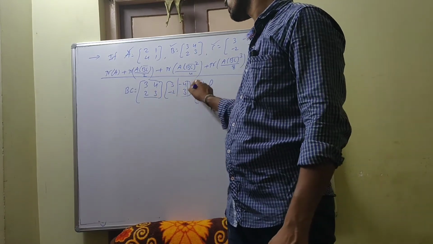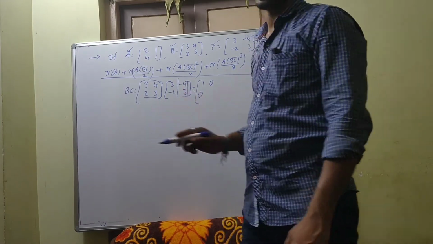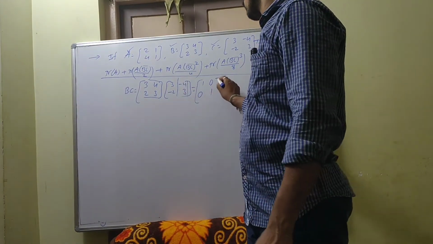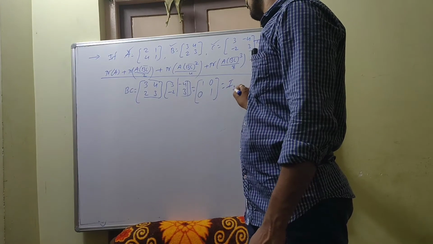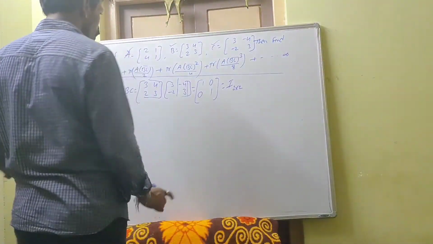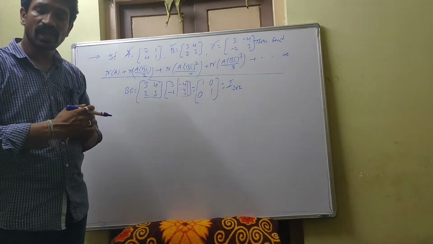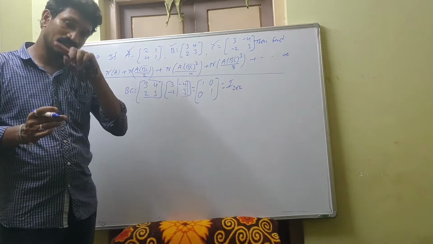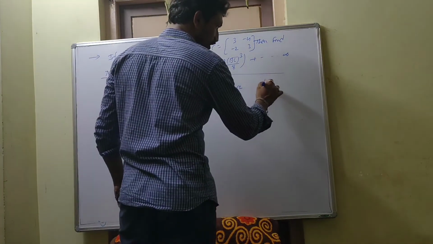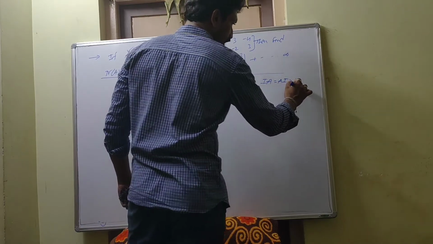Next, this row to this column. 2 into minus 4, minus 8, 3 3s are 9, minus 8 plus 9, 1. So this is nothing but a 2 by 2 matrix, very clear. Already I told you that if you multiply a unit matrix to any matrix, it gives the same matrix. So the algebraic properties: IA is equal to AI is equal to A.